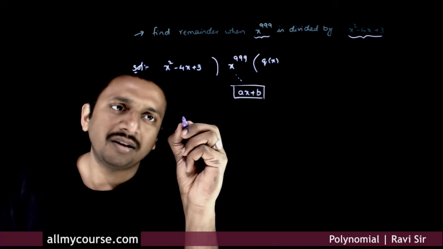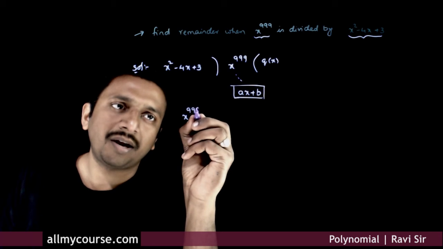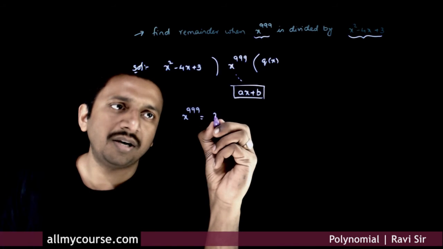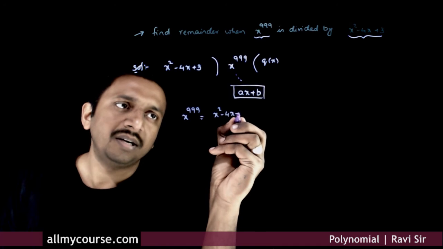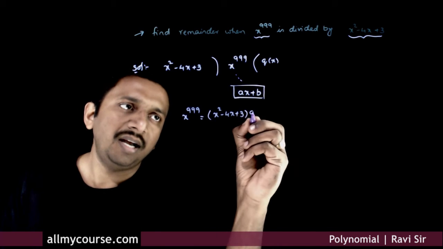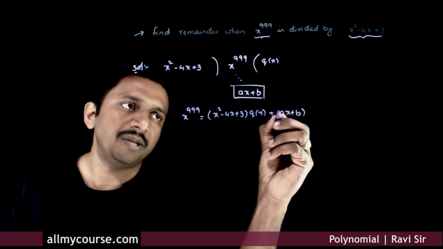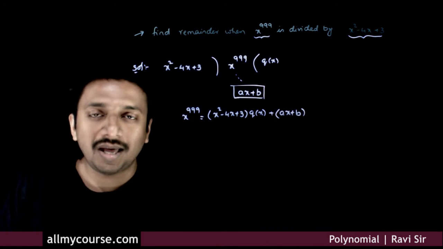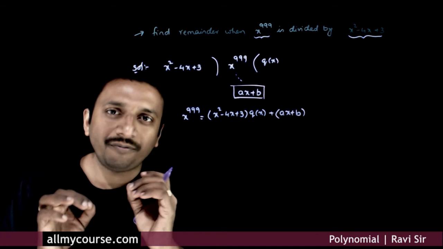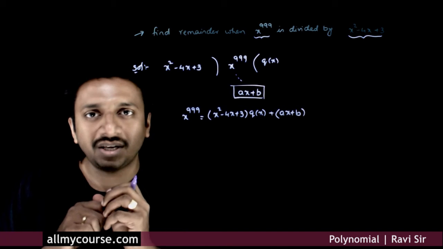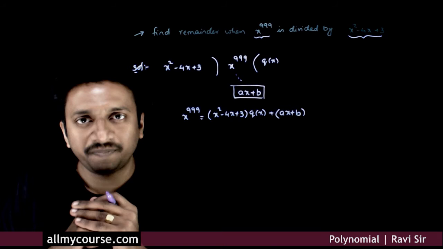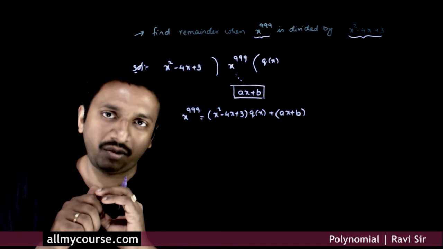So using the division algorithm, I write that the dividend is equal to divisor into quotient plus remainder ax plus b. So now to find ax plus b, you try to form two equations in a and b and try to solve it. So how do you form the two equations?